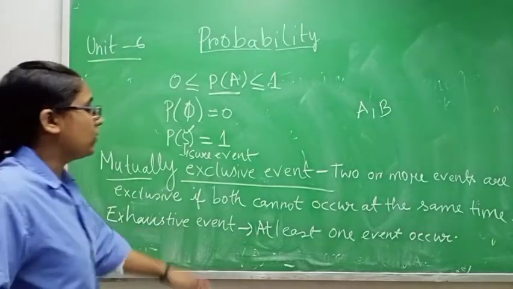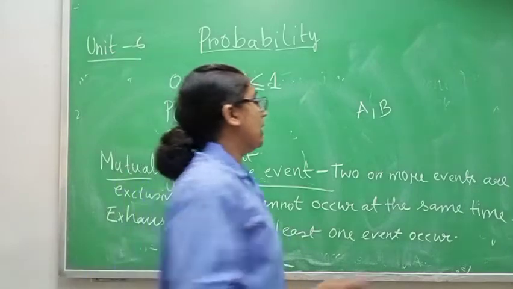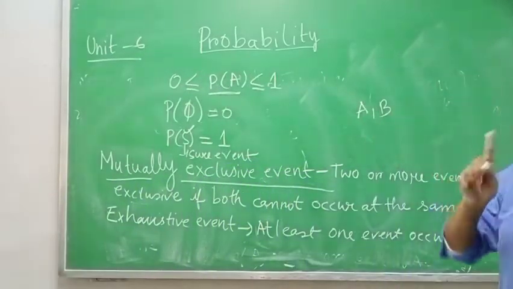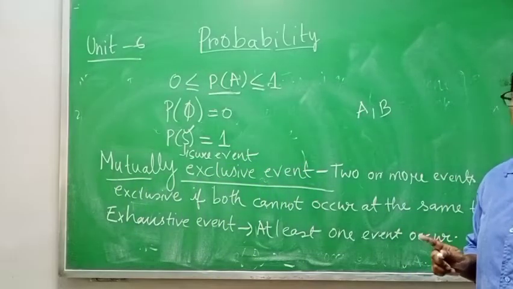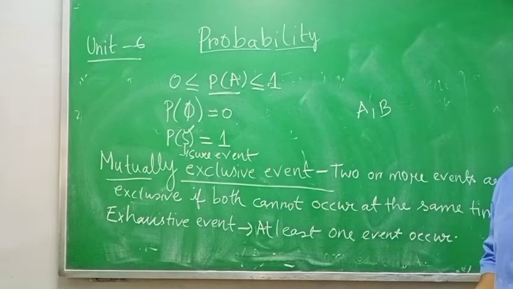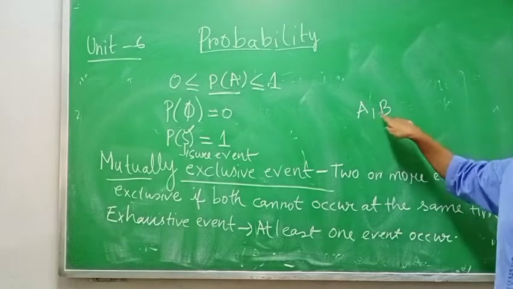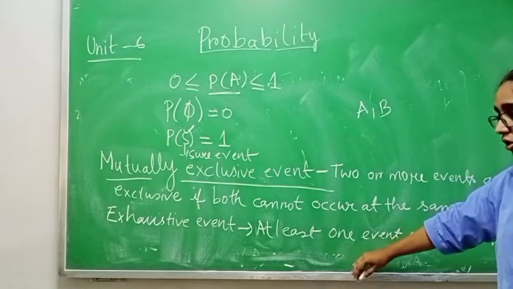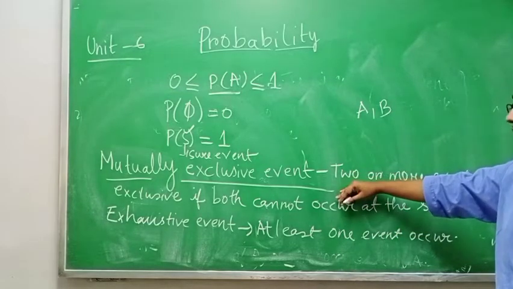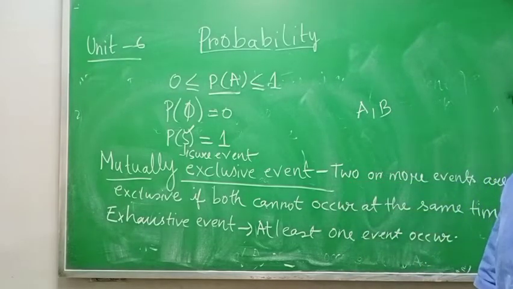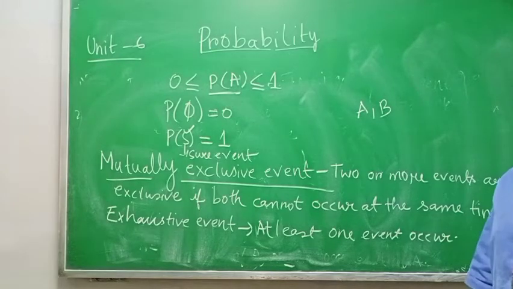Now exhaustive events. At least one event occurs. If there are two events, at least one must occur. It doesn't mean that both will not occur; that will never happen. At least one of them will occur. This is an exhaustive event, and mutually exclusive event means at one time only one event will occur. That type of event is known as mutually exclusive.